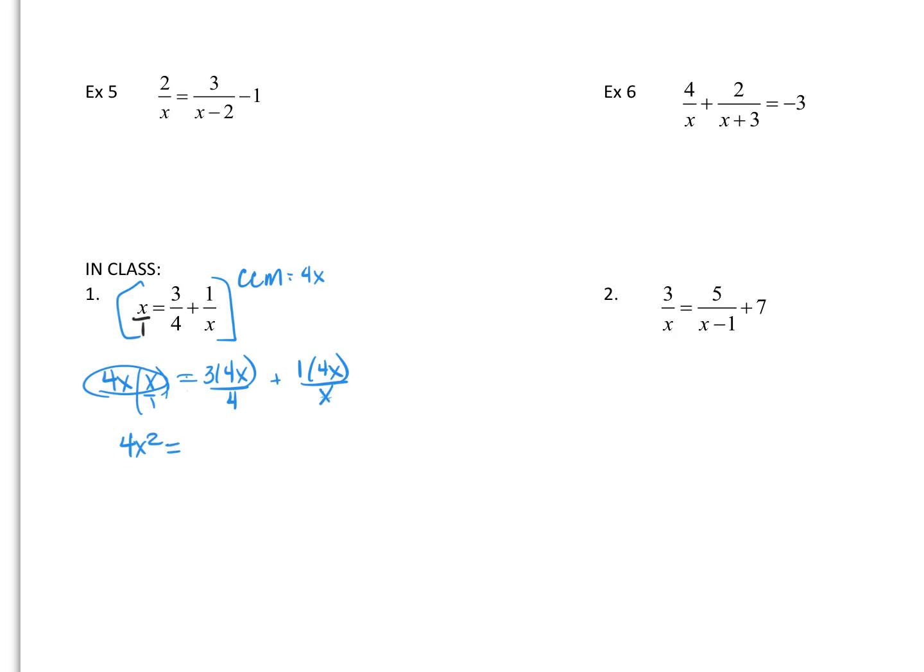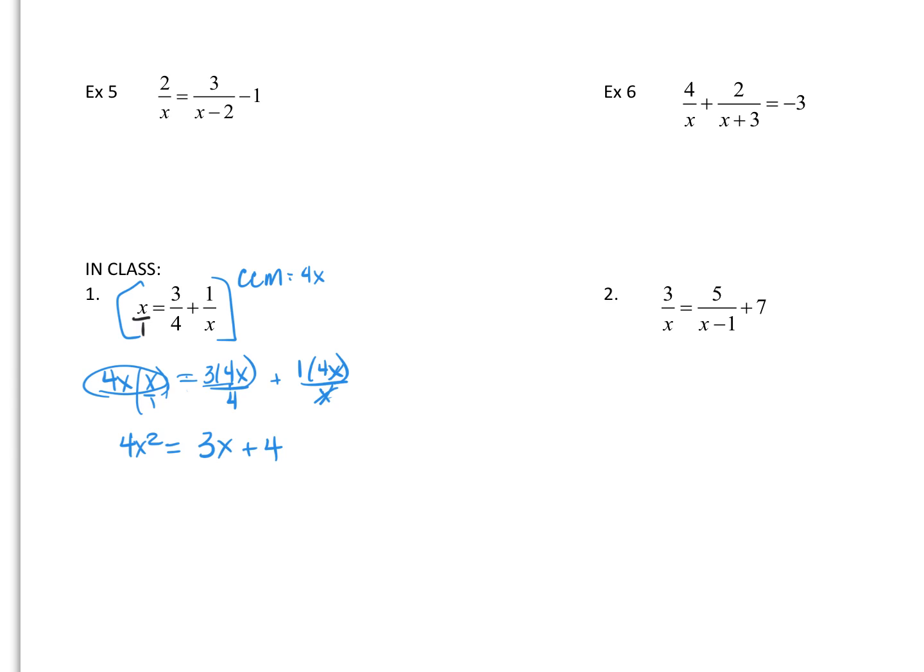So there's an equal sign here. Now, if I multiply, 3 times 4 is 12. Divided by 4 is 3. So this really just simplifies to 3x. We got rid of the fraction. And over here, those x's will divide out, and I just have a plus 4. Now we're back to a quadratic like we've been doing.